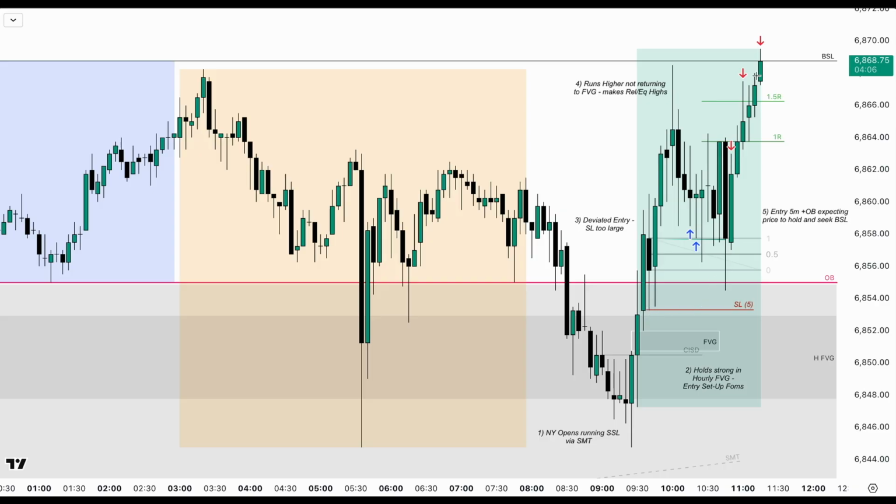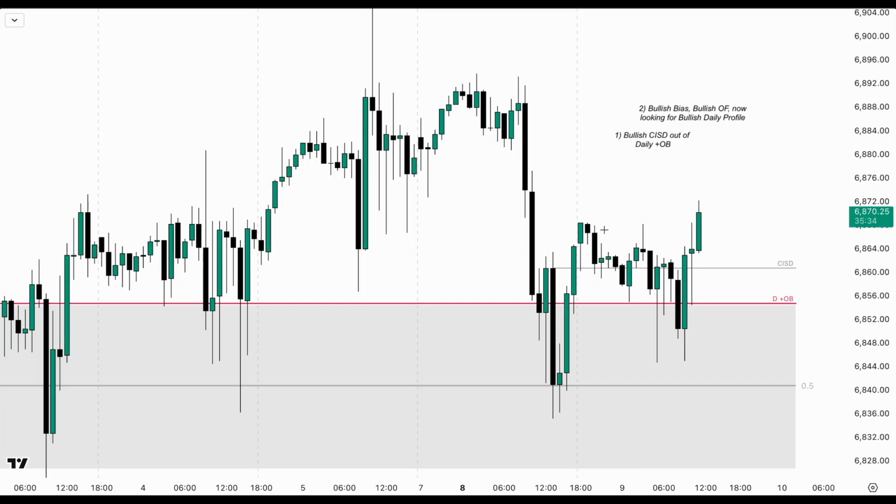And then we scaled out as we came up towards these highs, and then ultimately this buy side liquidity as well right here. So that was the trade for the day, guys. The idea came from the higher time frame, that strong reaction at the consequent encroachment of that daily order block, as well as our confirmation from our intermediate term order flow reaction out of this daily order block. And then we paired that as well.